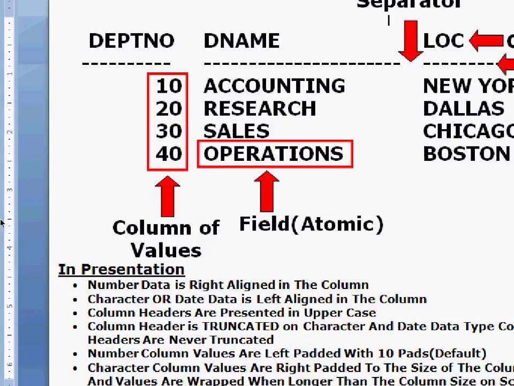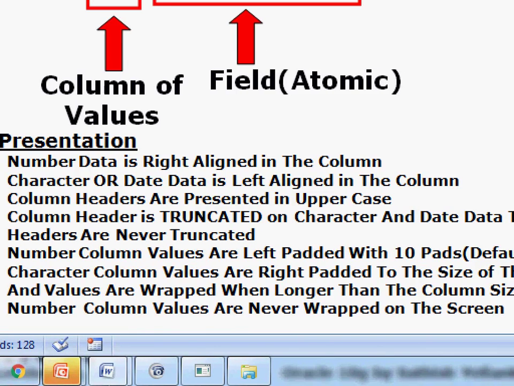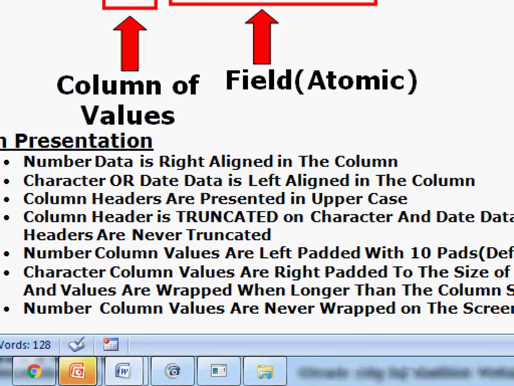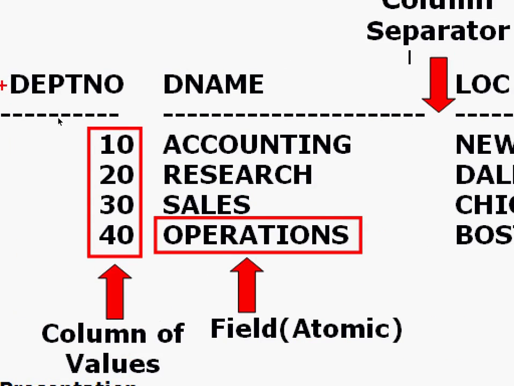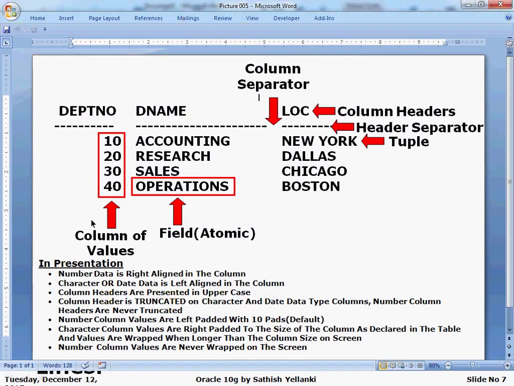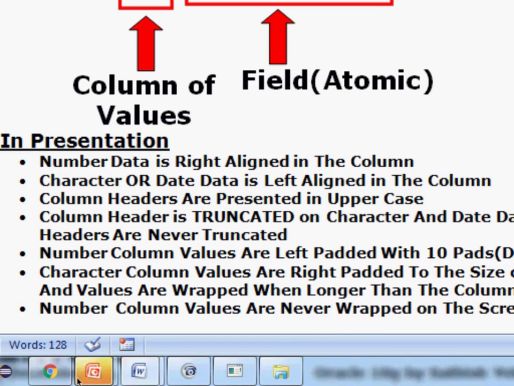So technically, try to understand certain things that are followed whenever a query is executed. Number data is right aligned in the column. Character or date data is always left aligned within that particular column automatically. And whenever you are coming to the construct, column headers are always kept in uppercase. You can just watch the column labels or headers are always in uppercase. There's a general standard, be very, very clear about those constructs.